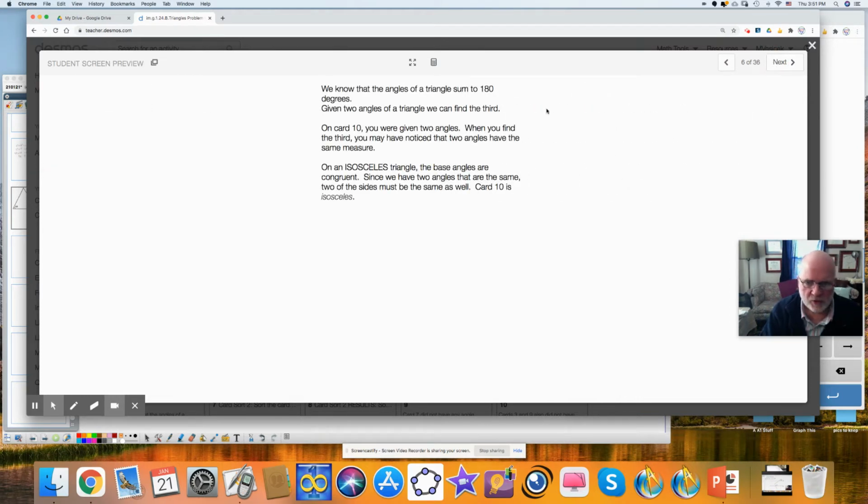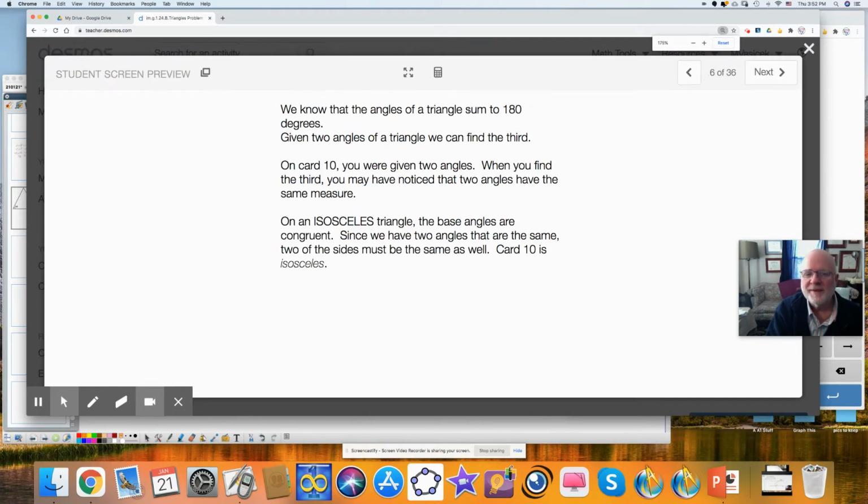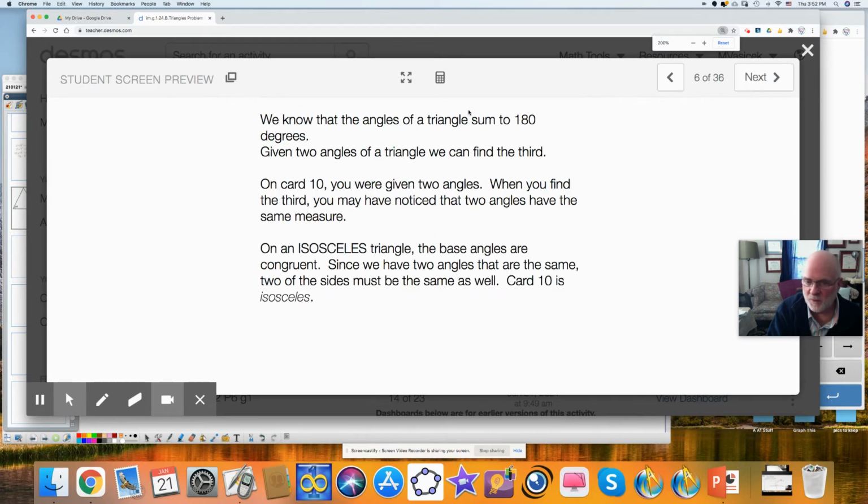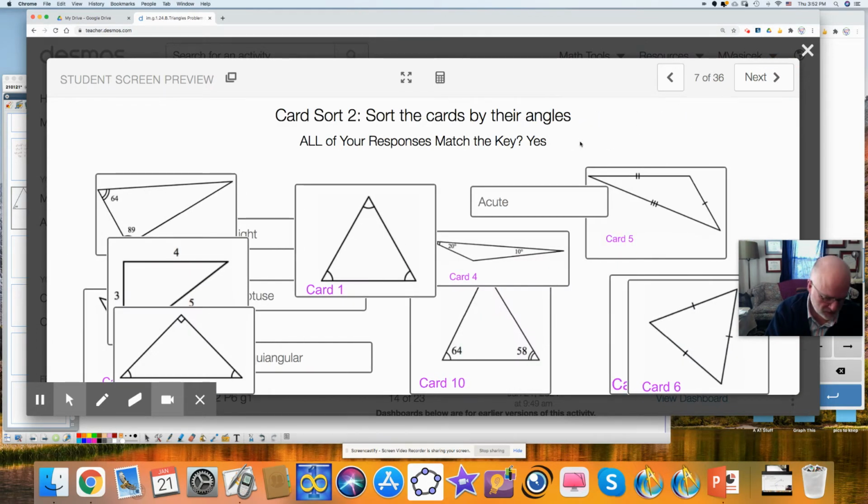So we know that the angles of a triangle sum to 180. Given two angles, we can find the third. On card 10, you were given two angles. When you find the third, you may have noticed that two of the angles now have the same measure. This is an isosceles triangle. Base angles are congruent. Since we have two angles that are the same, two of the sides are the same, so card 10 is isosceles. Now we do the same thing with this card sort.